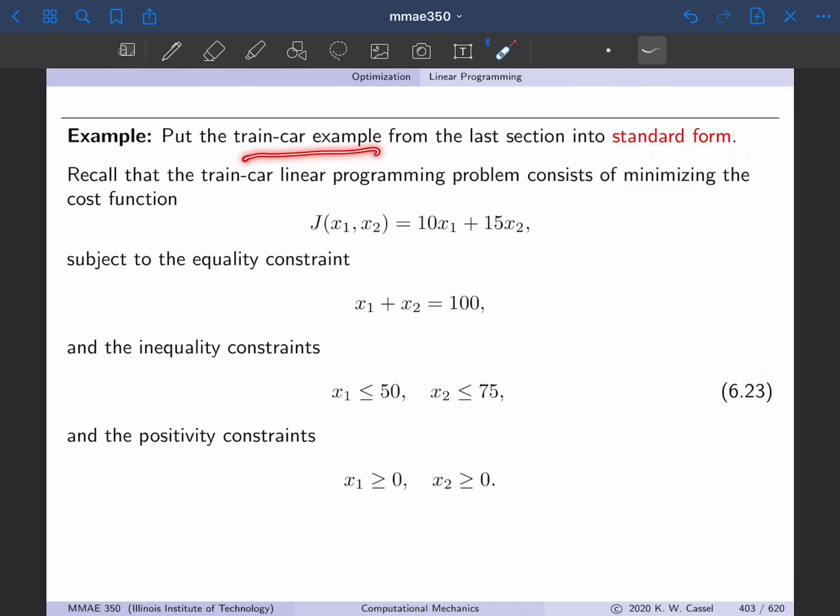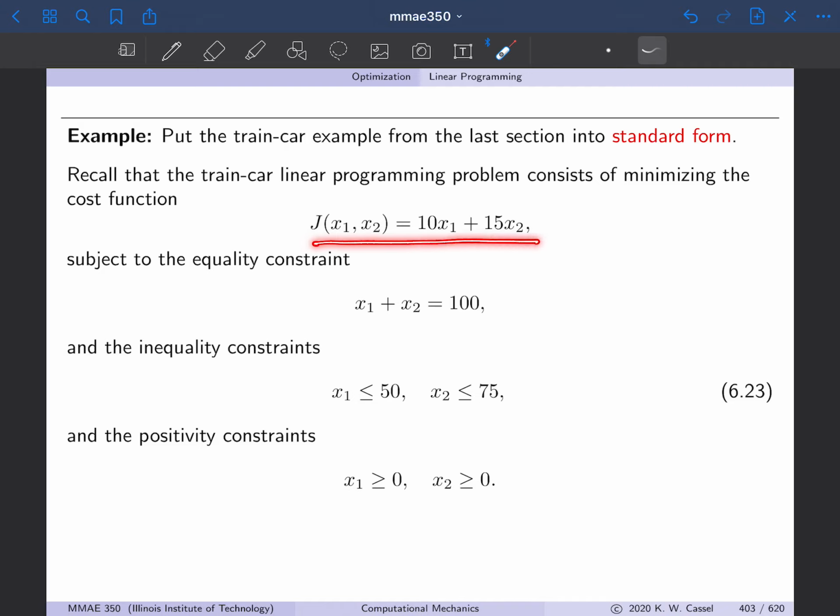So let's put the train car example into standard form. We discussed this in the last video. We set it up and we solved it, but kind of in a heuristic way. We just used our intuition to find a solution. So now let's put it into the standard form.